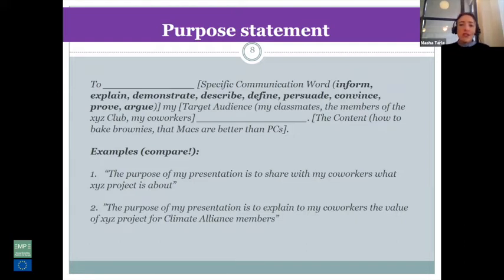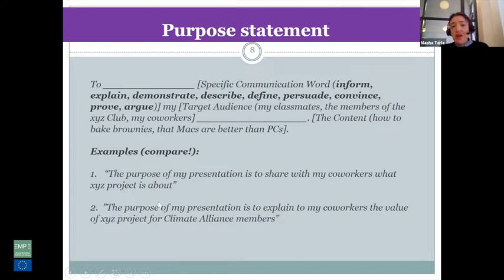Here are two examples of purpose statements. One of them is: the purpose of my presentation is to share with my co-workers what some project is about. This is actually from a presentation that I gave to our colleagues at our organization, because a lot of the times we inform each other about projects we work on. However, that's not a good enough purpose, okay?